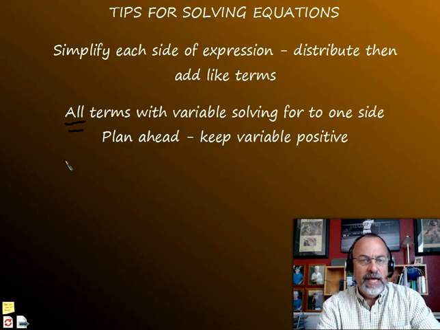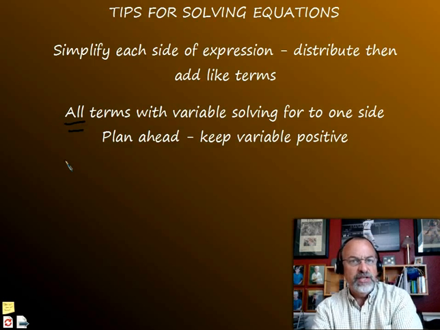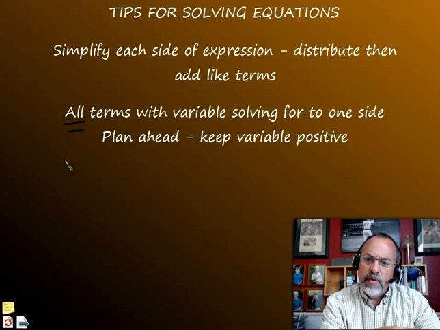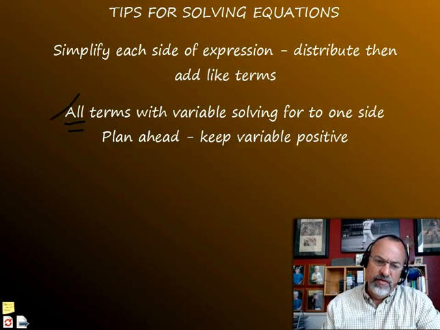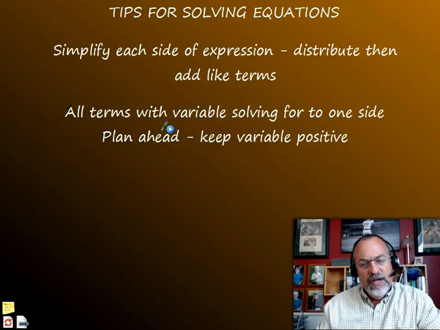And you can kind of plan ahead here. If you look at the coefficients, you know you're going to add them together because they're like terms. You can look ahead and see if you're going to add them on this side and it's going to be a negative, well, just move it to the other side, and then that way it'll stay positive. So you can just avoid dividing by a negative. But it really doesn't matter.